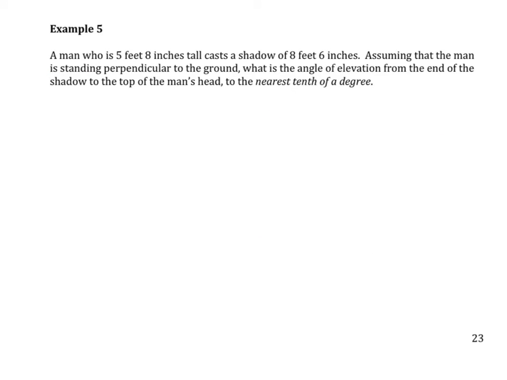Example 5. A man who is 5 feet 8 inches tall casts a shadow of 8 feet 6 inches. So I'm going to start there. I'm going to draw my man, my little stick figure, with a shadow. Assuming that the man is standing perpendicular to the ground, what is the angle of elevation from the end of the shadow to the top of the man's head? So I'm going to draw this diagonal line. My right triangle looks like this.